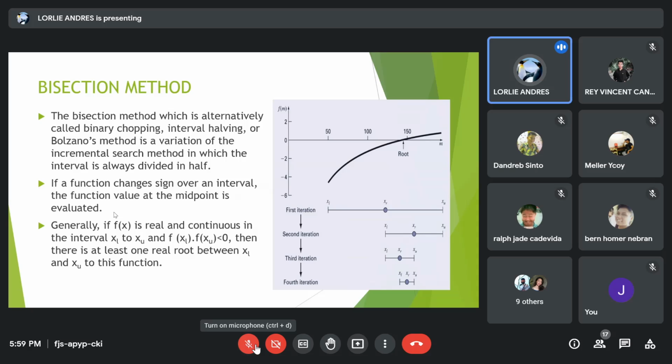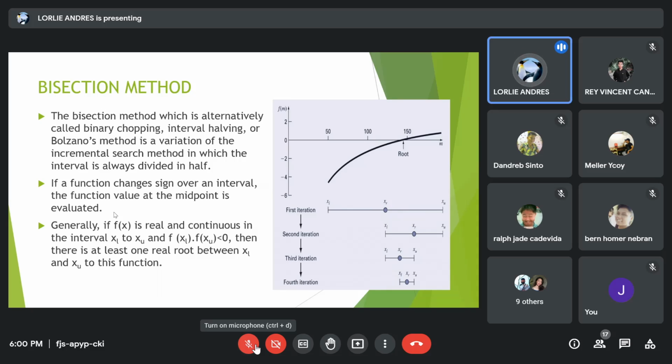So the bisection method, which is alternatively called binary chopping, interval halving, or Bolzano method, is a variation of the incremental search method in which the interval is always divided in half. Okay. In the bracketing method, you use two initial guess values. Since the bisection method is under the bracketing method, it also uses two initial guess values, which are the lower guess value and the upper guess value.